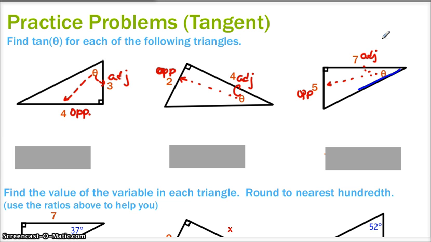This value here is the hypotenuse. It's not helping us. There's nothing there. This value here again is the hypotenuse. It's not helping us. Nothing's there. Same thing here. So it still is the hypotenuse. We're not using it though because there's no value.